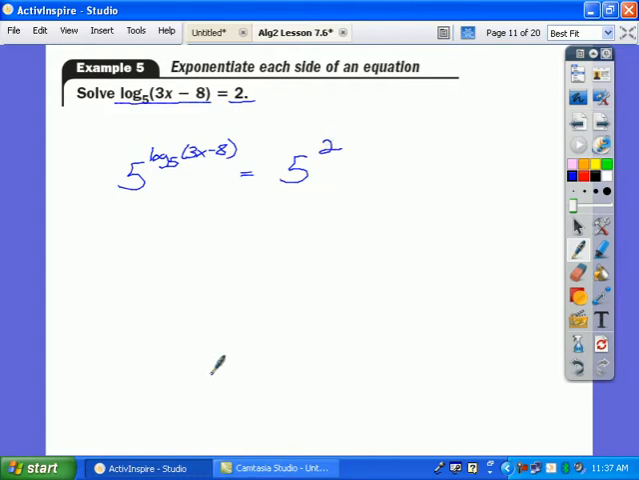But of course, 5 to the power of log base 5 cancels out, and just leaves us 3x minus 8 equals 25. The fact that 5 to the power of log base 5 cancels, that was the whole goal. That's why we were doing what we were doing. Again, this is just linear. We solve this, and x equals 11.